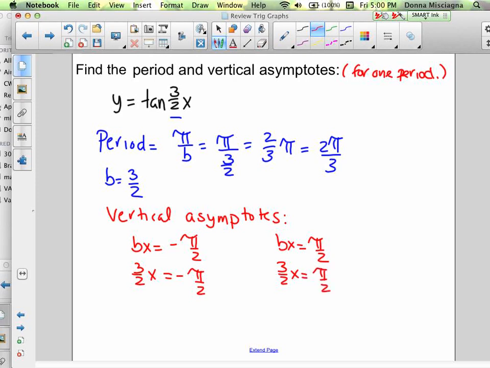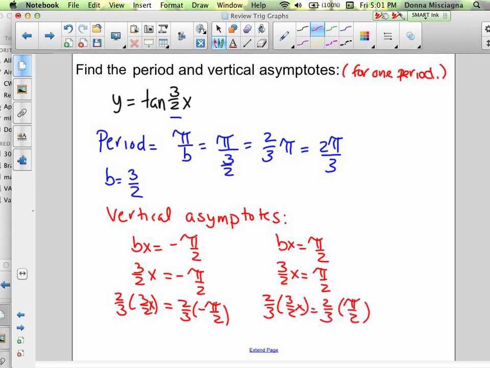How do you get rid of the 3/2? Of course, multiply by 2/3, the reciprocal. So let's get that x in there. So we have 2/3 times 3/2 x equals 2/3 times negative pi halves. And then we have 2/3 times 3/2 x equals 2/3 times pi halves. 2/3 times 3/2 will cancel, that's just an x. Here the 2's cancel, that's pretty nice, and we have x equals negative pi thirds.